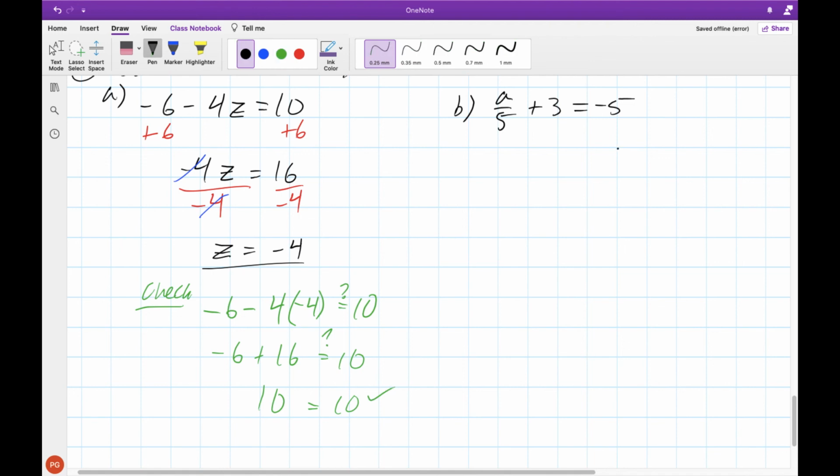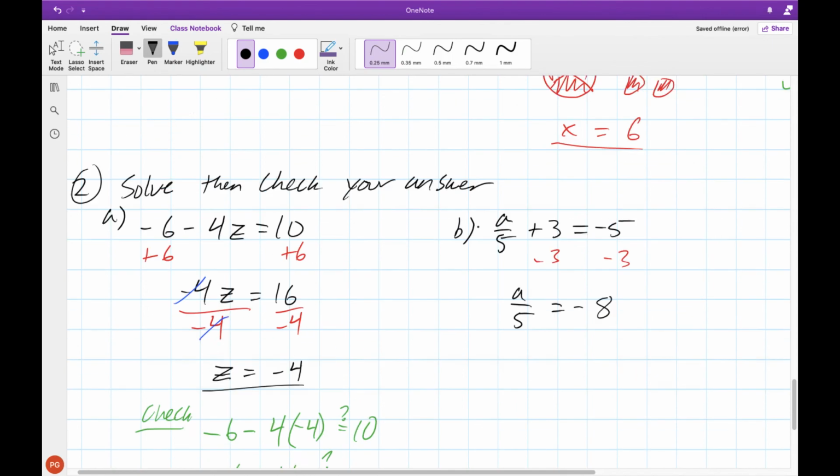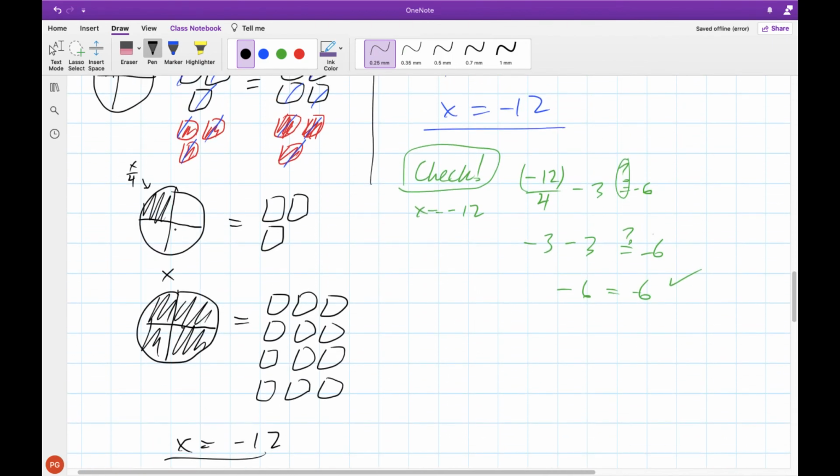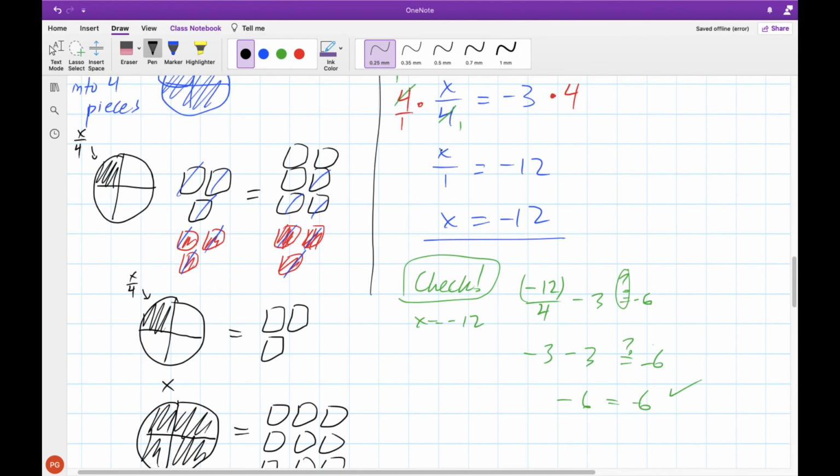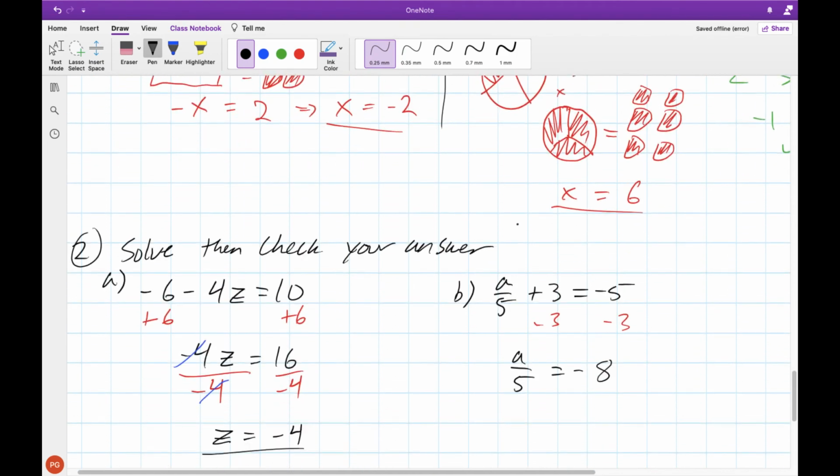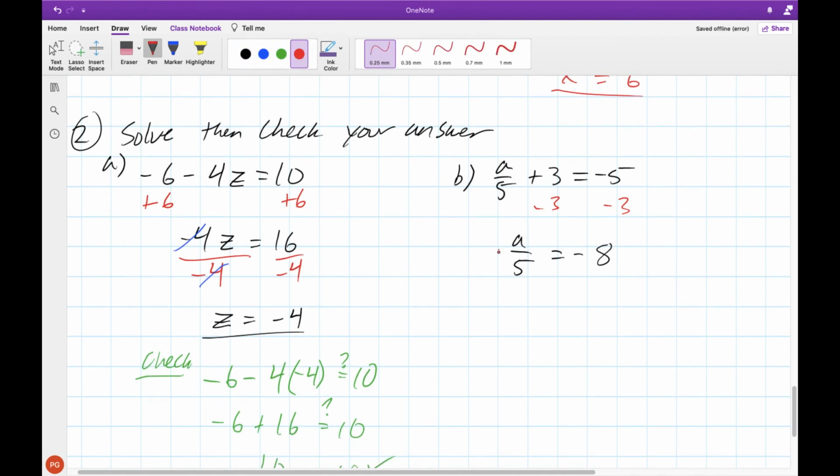Lastly here, again, we want to move our numbers onto one side, so we're going to subtract 3 from both sides of our equation here. Negative 5 minus 3 is negative 8. Now in our previous examples, anytime that we had a fraction here, we had to multiply by our denominator to cancel it out. So in this case, if we have 5 in the denominator, we want to multiply this side by 5 and do the same thing on the other side. Multiplying by 5 is like multiplying by 5 over 1. We can cancel these out, and we would just end up with our variable on the left-hand side, and on our right-hand side, negative 8 times 5 is negative 40.